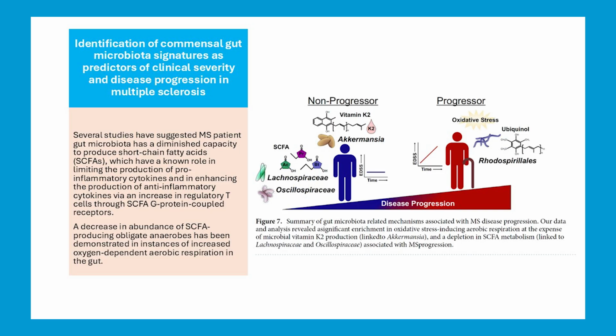And the things I can help you with are talked about in just about every scientific paper there is on autoimmune disease. For example, in this paper, I'm just going to start by quoting them. Quote, "Several studies have suggested MS patient gut microbiota has a diminished capacity to produce short-chain fatty acids, i.e. butyrate, which have a known role in limiting the production of pro-inflammatory cytokines and enhancing the production of anti-inflammatory cytokines via an increase in regulatory T cells." We've talked about every component of that sentence. And in figure 7, they have a visual.